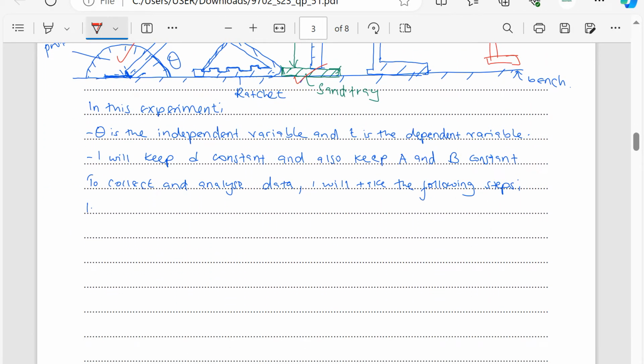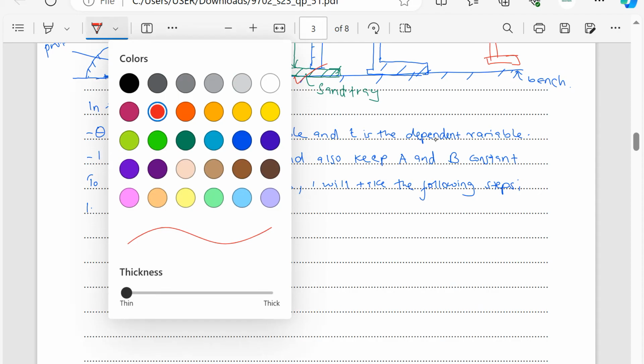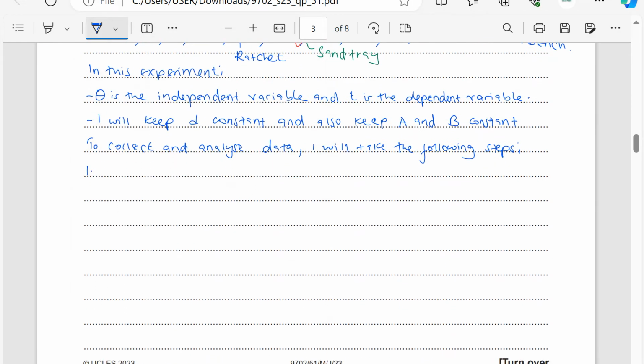So let me continue. I have finished drawing the diagram. So I'll say I will build the experimental setup as shown in the diagram.